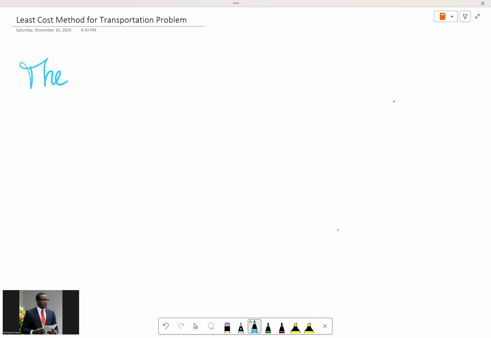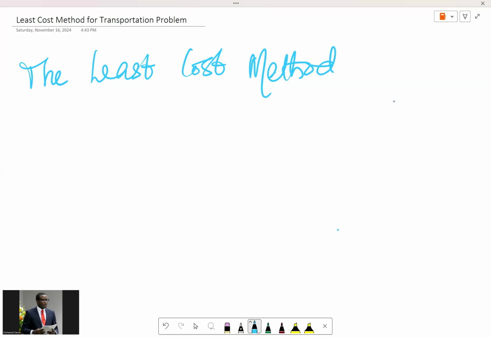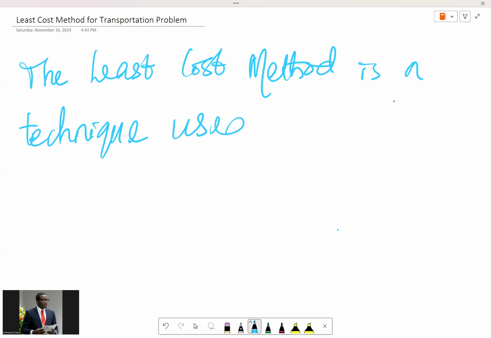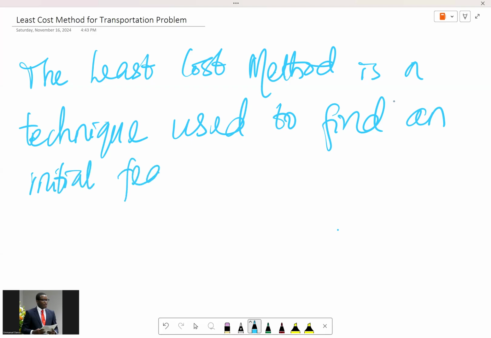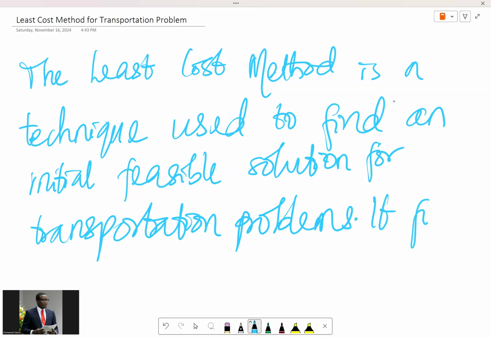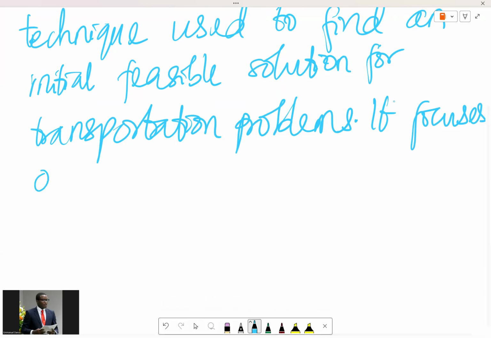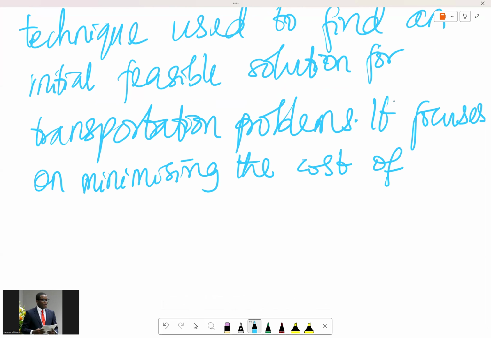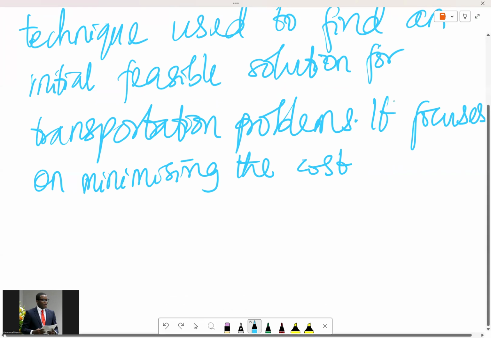So the least cost method, you may want to call that LCM, is a technique used to find an initial feasible solution, just like the Northwest Corner Rule. All it does is find an initial feasible solution for transportation problems. It focuses on minimizing the cost.